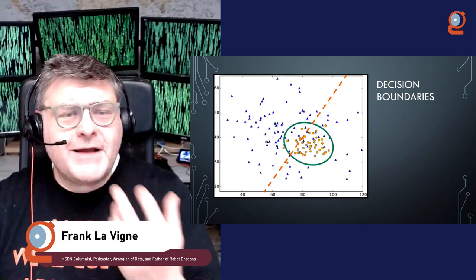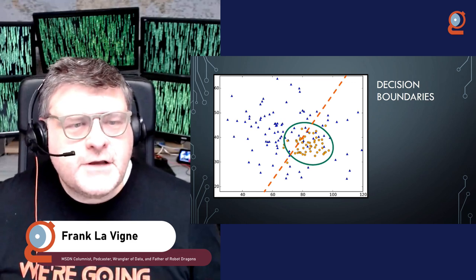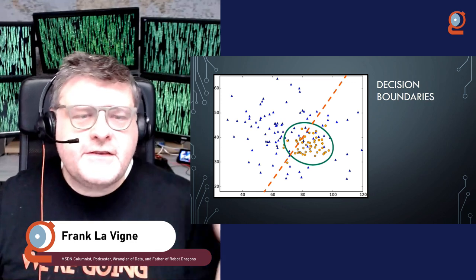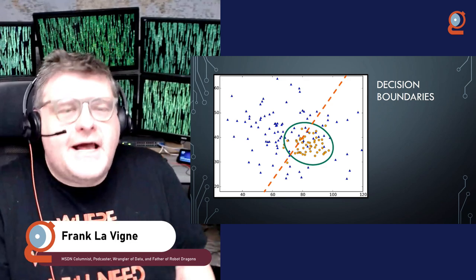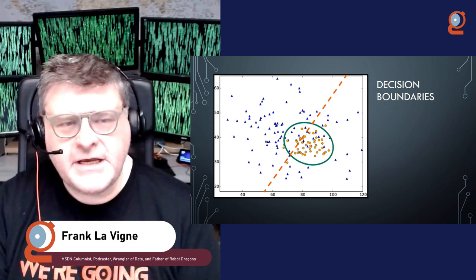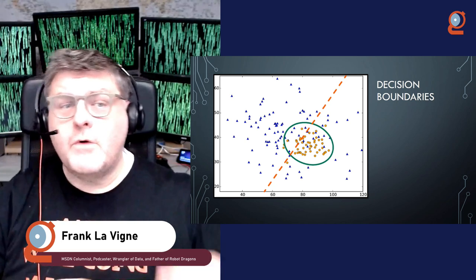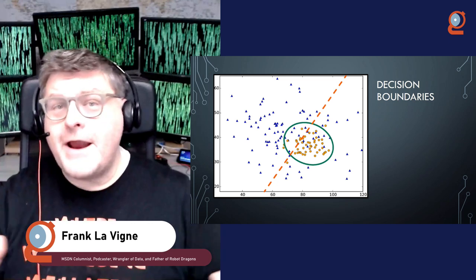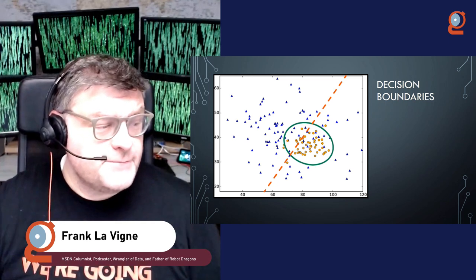Now let's talk about decision boundaries. What you're seeing here is just a graph, and it represents two classes of things, right? The circles and the triangles. This is a linear or binary classification. Linear because we just draw a straight line defining what is this versus what is that. Binary because there's really only two classifications.